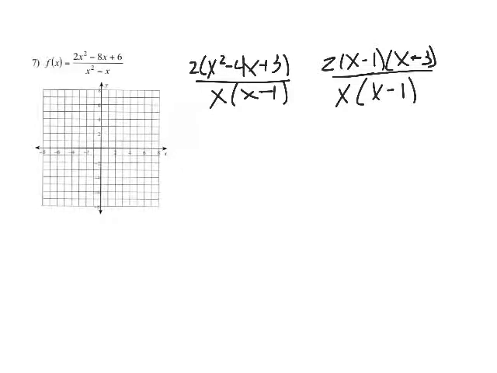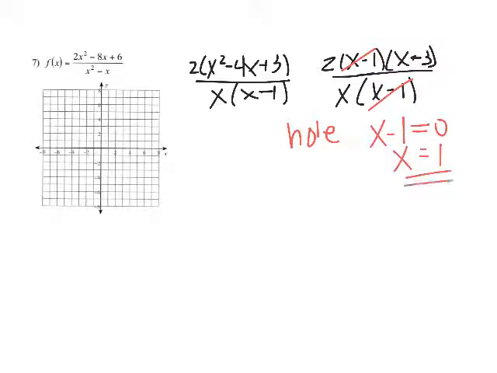Guys, you've got the x minus 1s canceling, so you will actually have a hole in your graph at x equals 1. And remember, the hole in a graph will supersede everything else. So everything else that we would have had there on the graph is not going to be there.